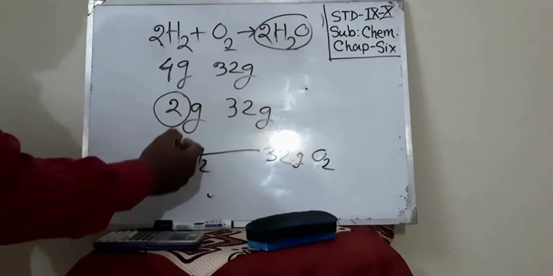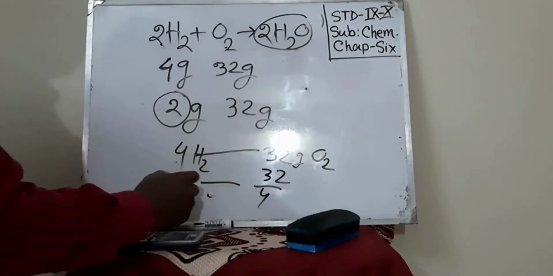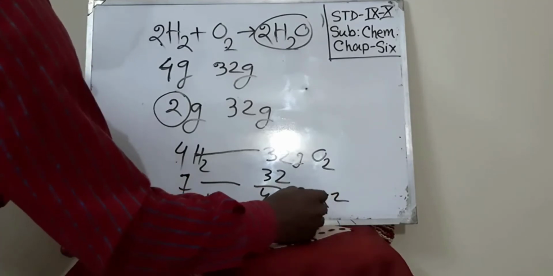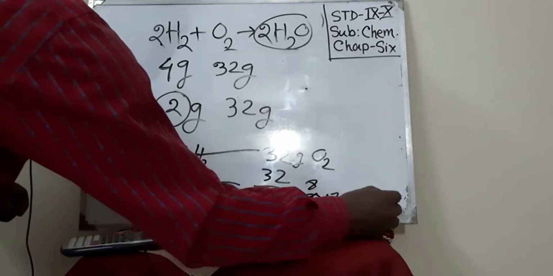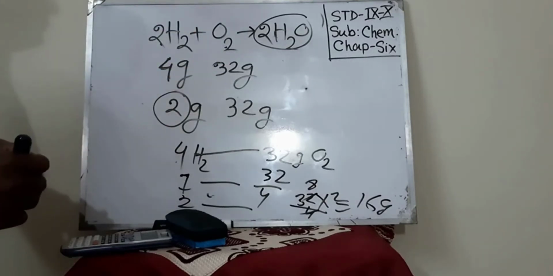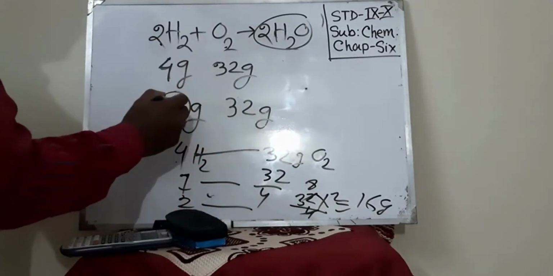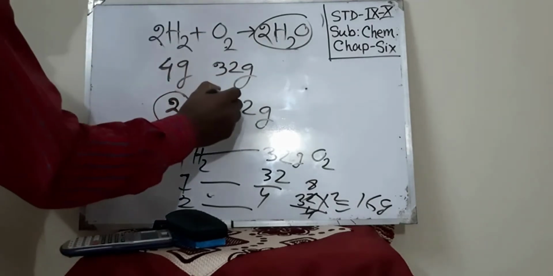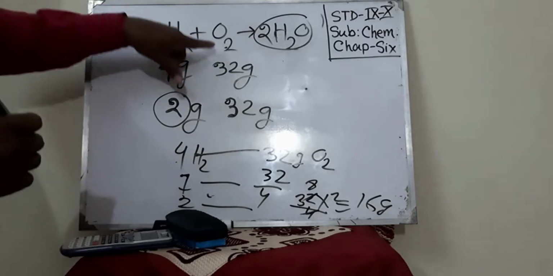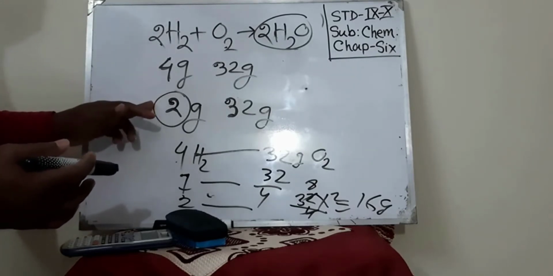So if I write for 2 gram, 32 divided by 4, and for 2 gram it will be 32 into 2 divided by 4, which equals 16 gram. So if you take 2 gram hydrogen, you need 16 gram oxygen, but we have taken 32 gram. If I take 16 gram, it will be used up, but I have taken 32 gram. That means another 16 gram will be left over. Oxygen will be in excess, and hydrogen will be used up. So in that case, hydrogen is the limiting reactant.